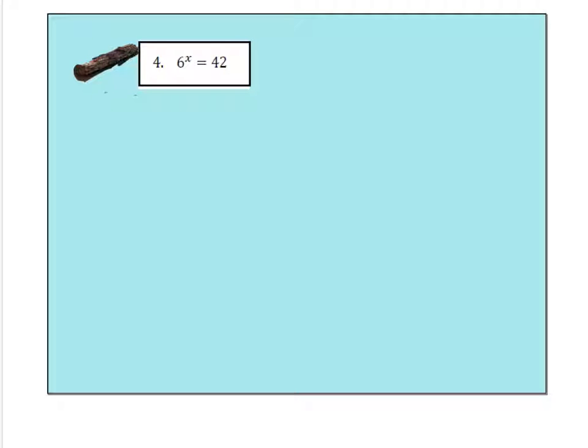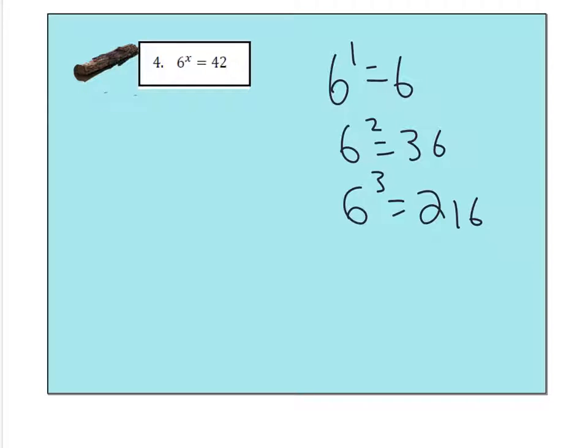So 6 to the x equals 42. So, 6 to the first is 6. 6 squared is 36. 6 to the third is going to be 216. So I'm hoping for an answer, probably a little bit bigger than 2 again. But it's not going to be exact. So here's where I have to use log.